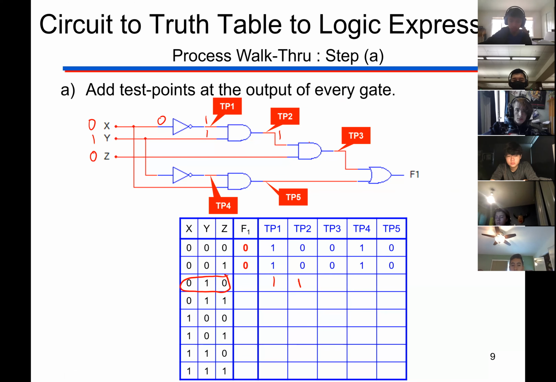Okay, so now I look at this AND gate. I've got a 0 coming from my Z. So that AND gate has a 1 and a 0 coming in. So Harry, what's test point 3 going to read? 0.